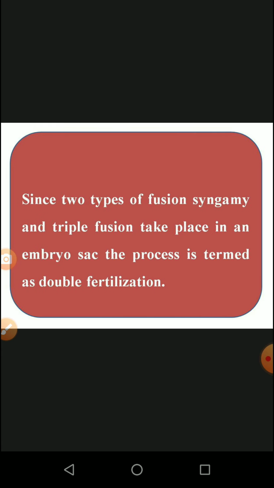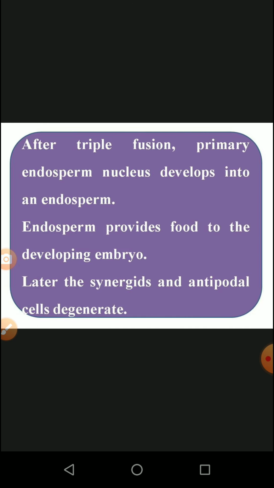Since two types of fusion, syngamy and triple fusion, take place, the embryo sac process is termed double fertilization. The involvement of two types of fusion, one called syngamy and the other called triple fusion, is called double fertilization. After the triple fusion, the primary endosperm nucleus develops into the endosperm. Endosperm provides food to the embryo. In the coconut, the white substance is the endosperm, which provides nutrients to the young embryo.